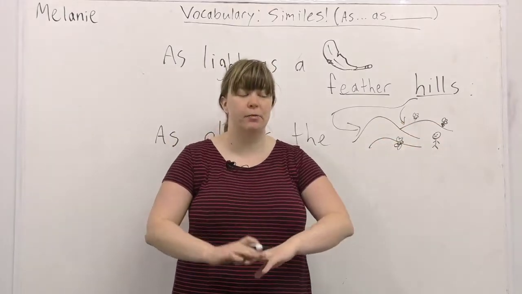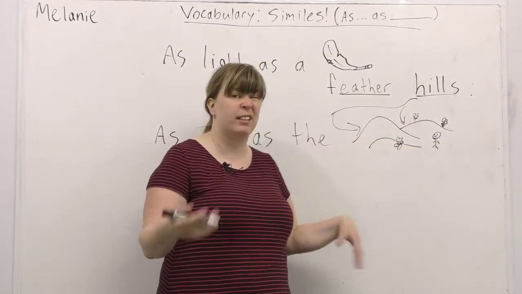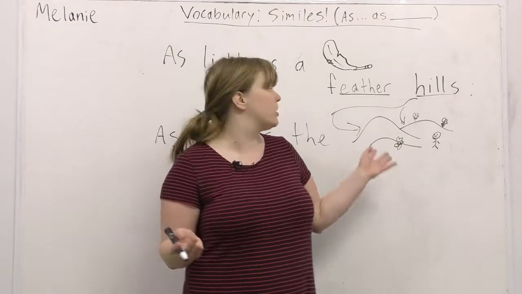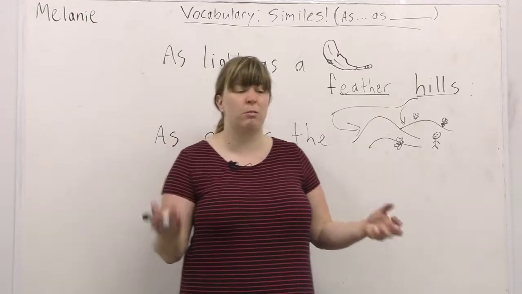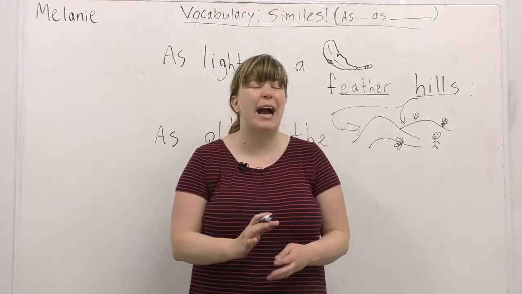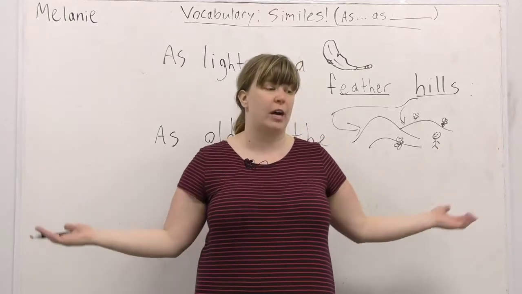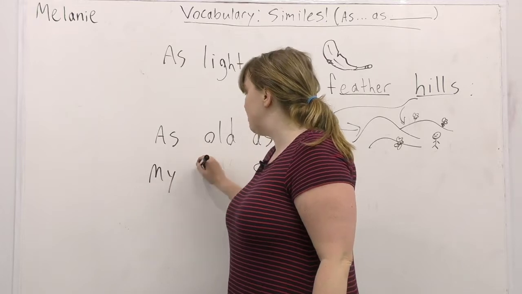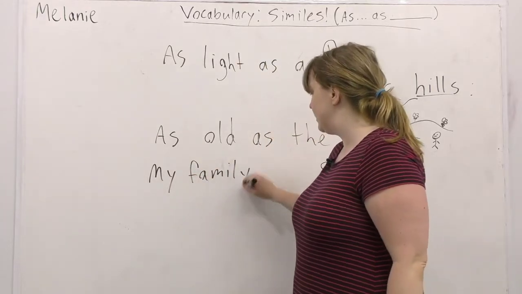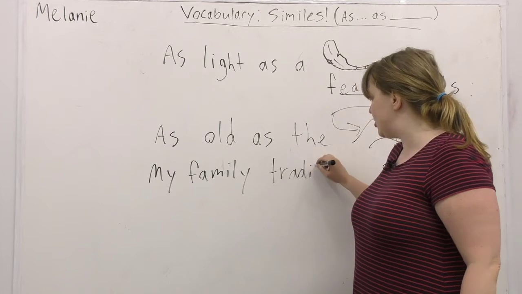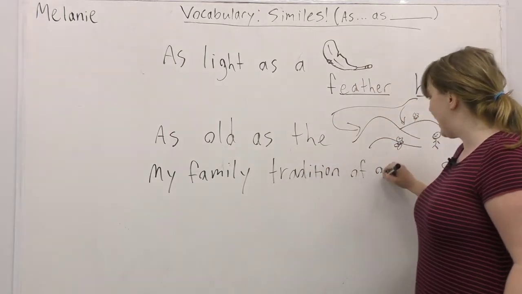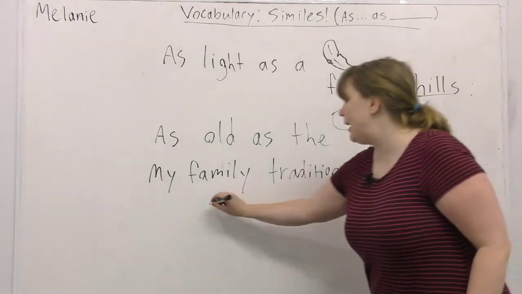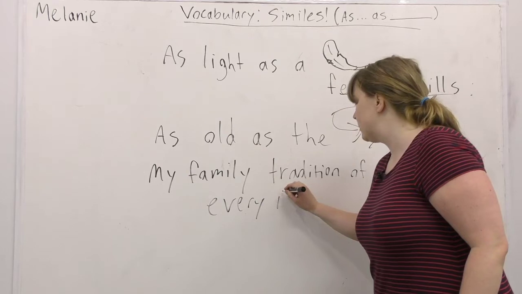Hills are old. They've been there for a long time, like millions and millions of years. These are ancient. Mountains and hills are old. So when you say something is as old as the hills, you kind of mean it's been around for a long time. So, for example, my family tradition of going camping every summer.